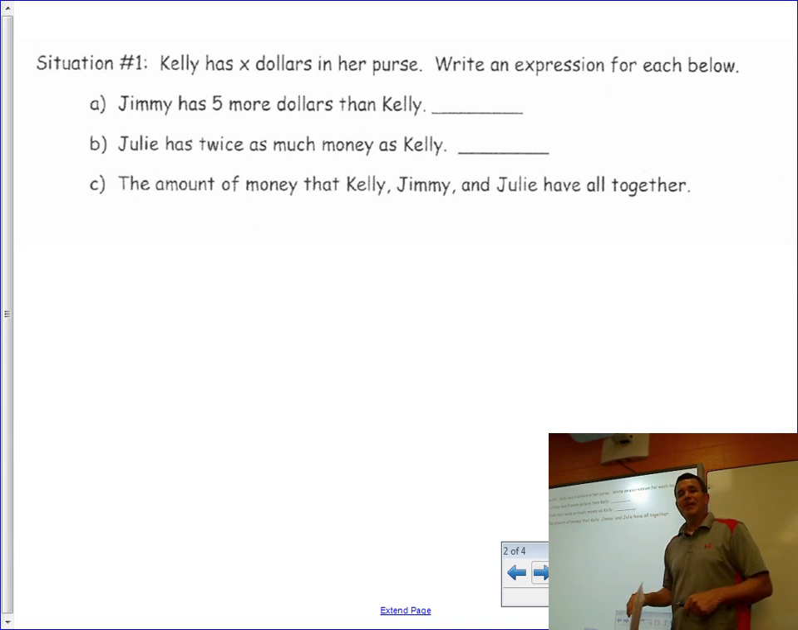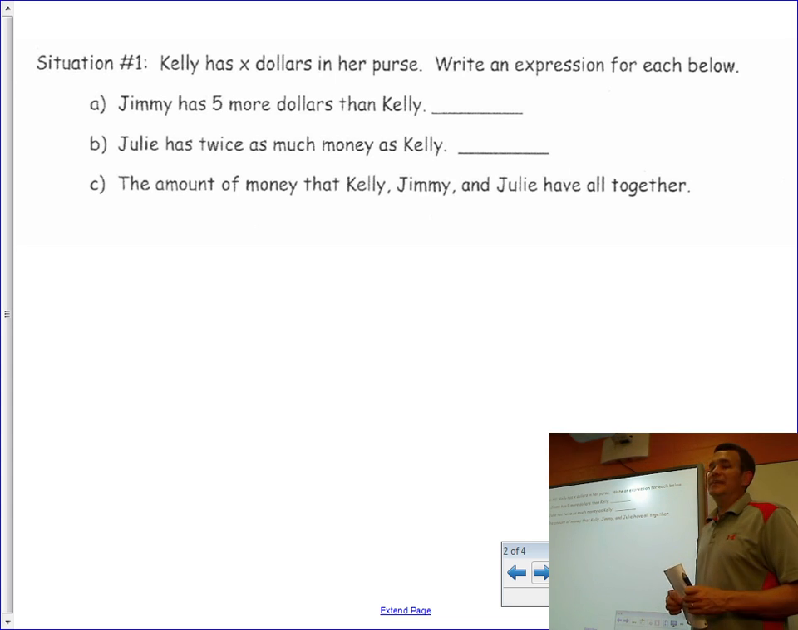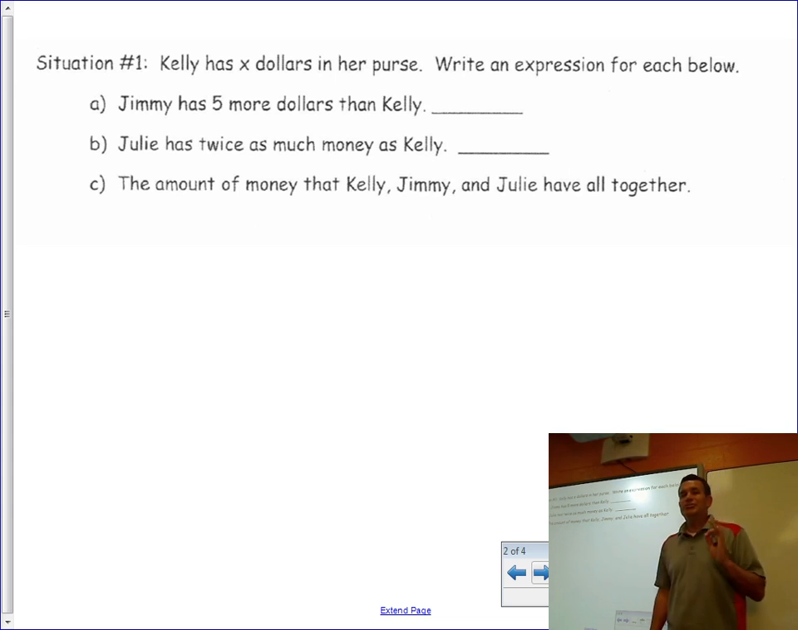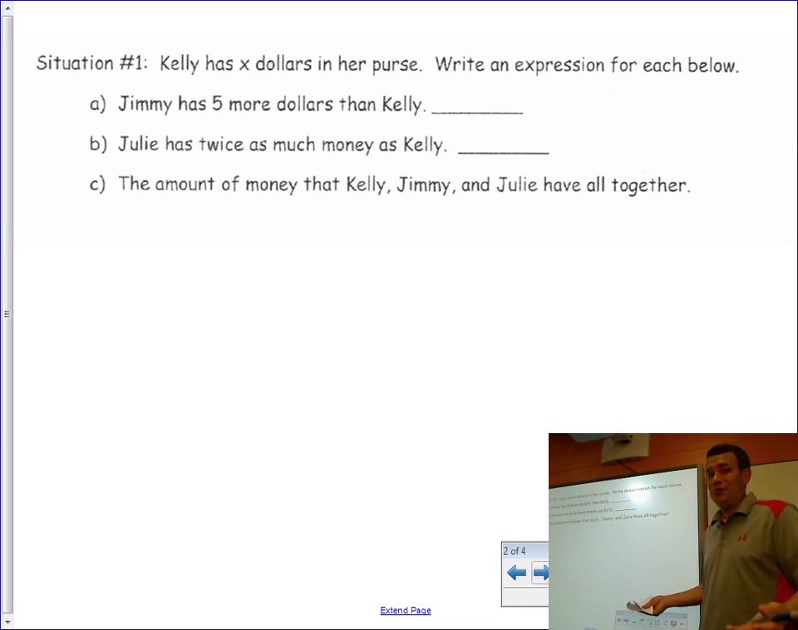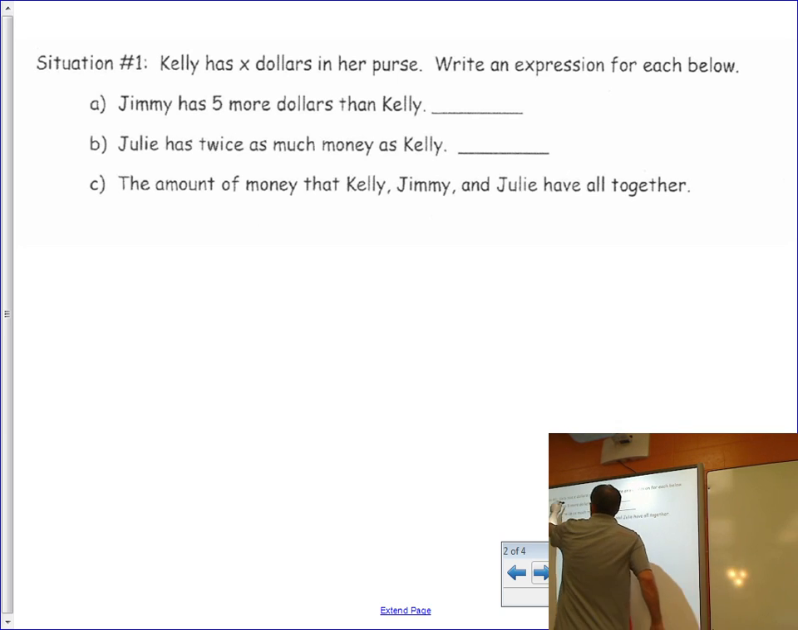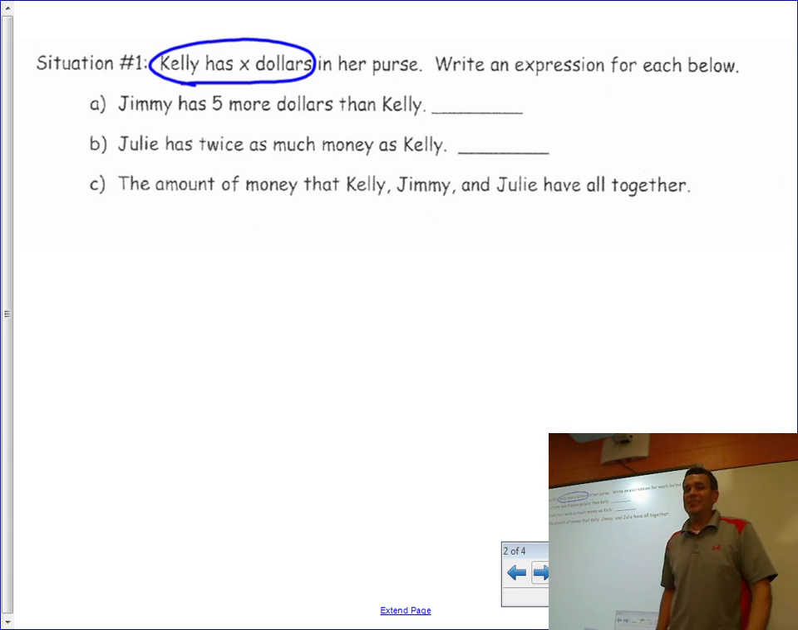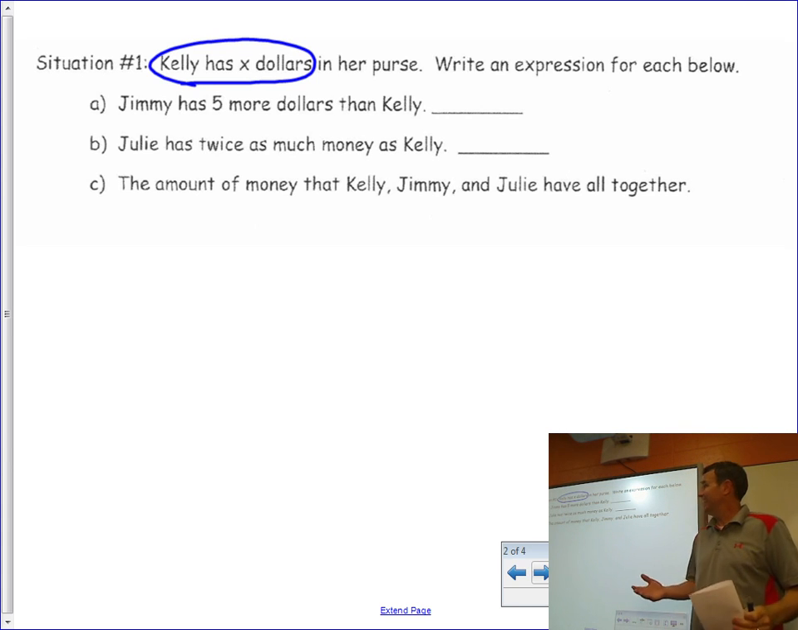All right, so this first one I think you'll find really easy. It says Kelly has X dollars in her purse. Write an expression for each below. So in this problem, we are just practicing writing an expression for other amounts based on how they compare to a known amount. The known amount is that Kelly has X dollars. We're going to write expressions for other people based on how they compare to Kelly.